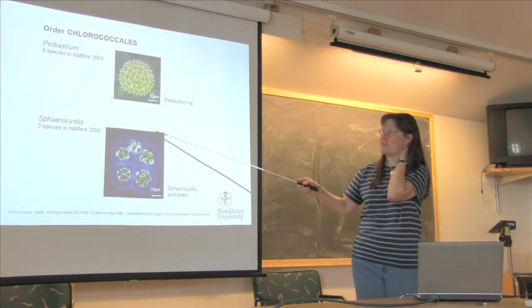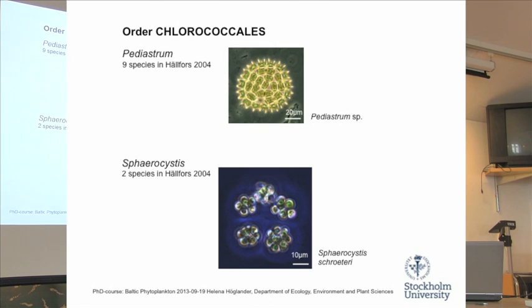And this Sphaerocystis is a colonial green algae that can occur in the Baltic, sometimes in the open Baltic, but more in coastal areas.